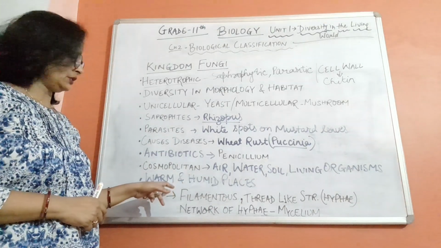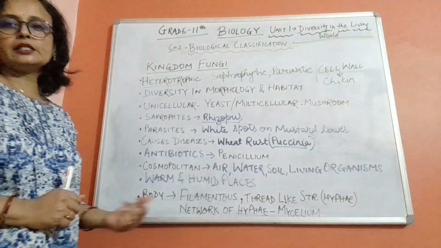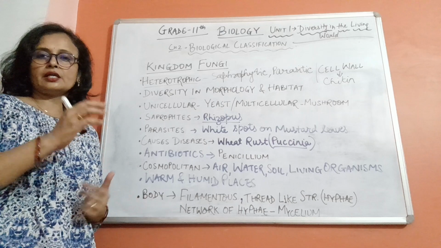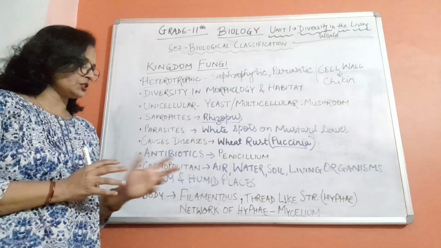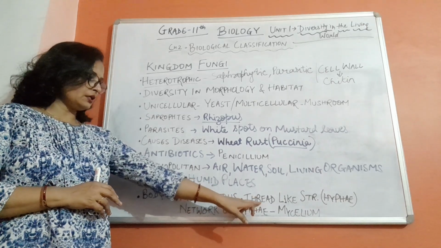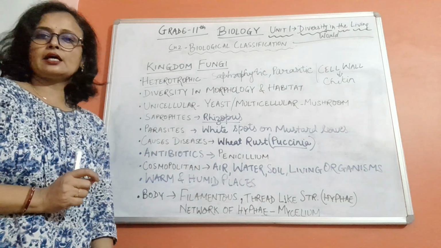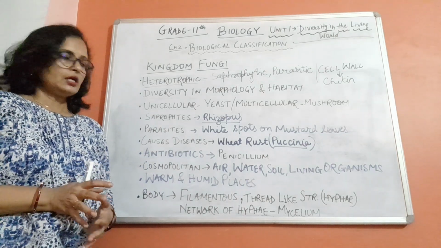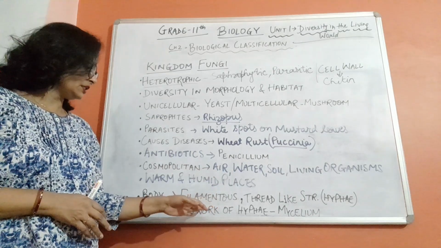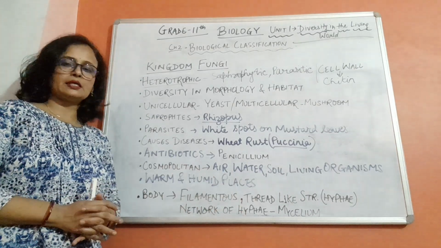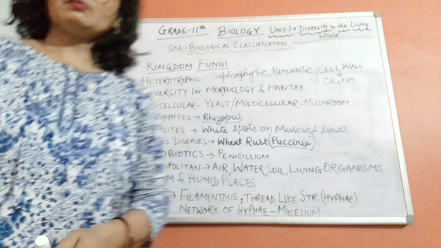Warmth is also required. Then if we talk about the body structure of fungus, it's filamentous. Filamentous means thread-like. So many thin, slender thread-like structures appear and form the fungal body. These thread-like structures are called hyphae. Singular is hypha, plural is hyphae. And when we collect all the hyphae, this network of hyphae is called mycelium. What is the network of hyphae, the collection of hyphae? It's mycelium.